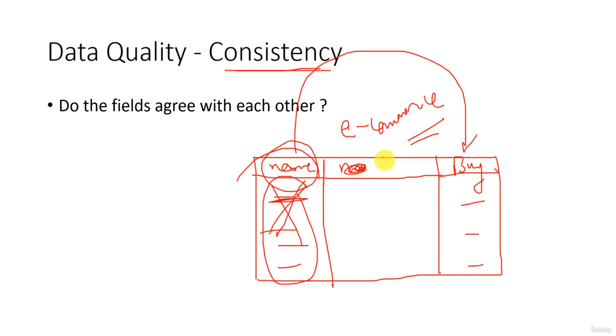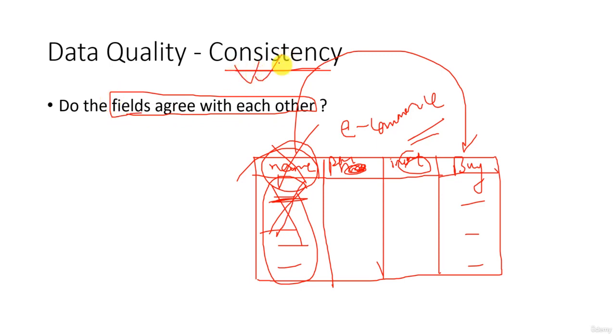Some attributes like his purchase history, how much income he has, these types of attributes might be important rather than the name of a person. So we need to find those fields that agree with each other. That is what consistency means.